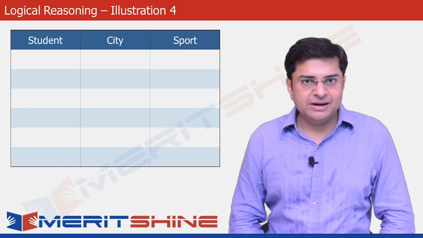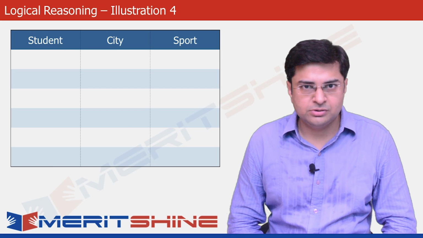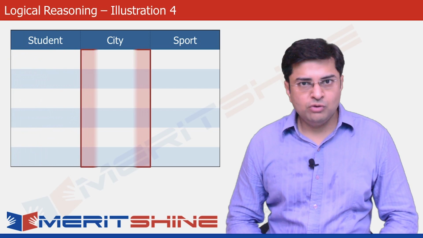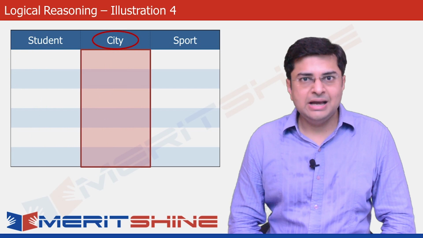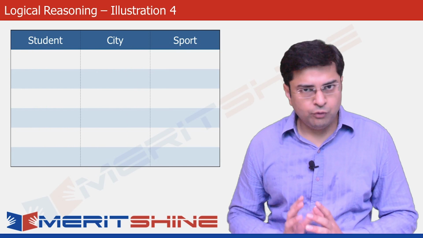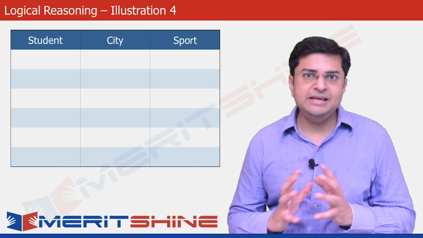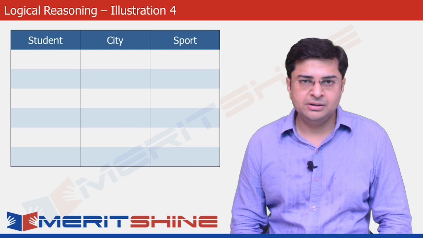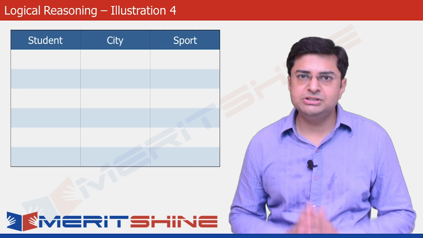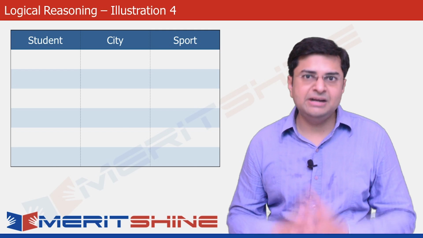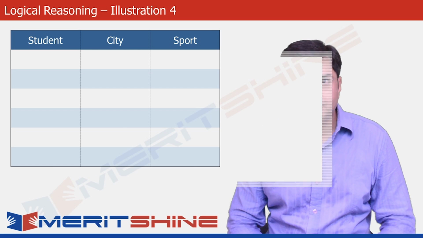We first need to make a table with 6 rows and 3 columns. The first column would have the name of a student, the second would have the city he or she belongs to, and the third, the sport played by him or her. This time, for a change, we will not fill any column completely in the beginning and just start with the statements right away. As is recommended, we will first use those pieces of data which are given in the form of direct affirmative statements. So let's get going.